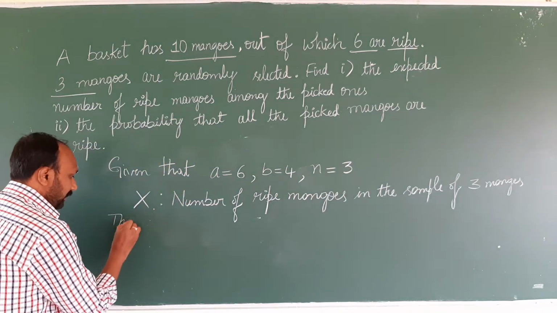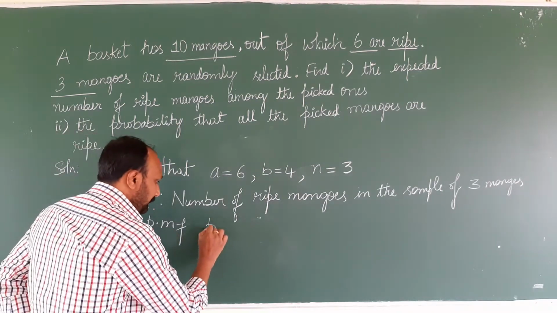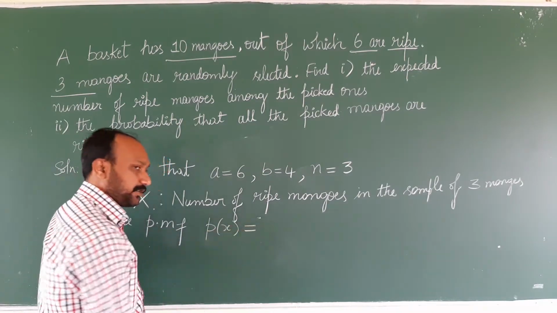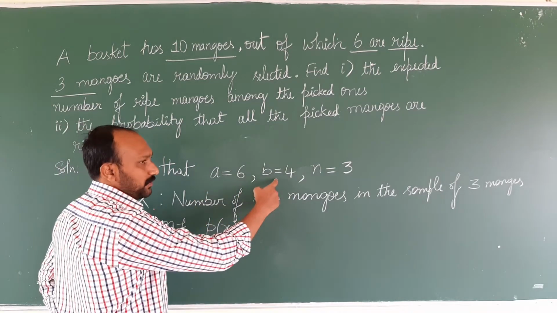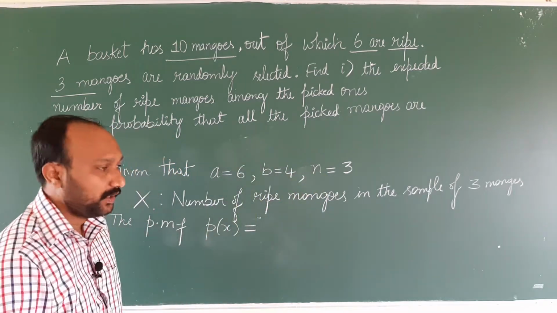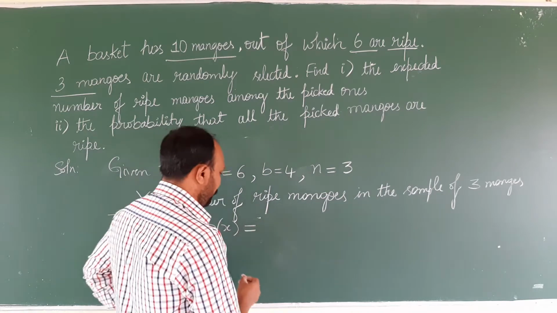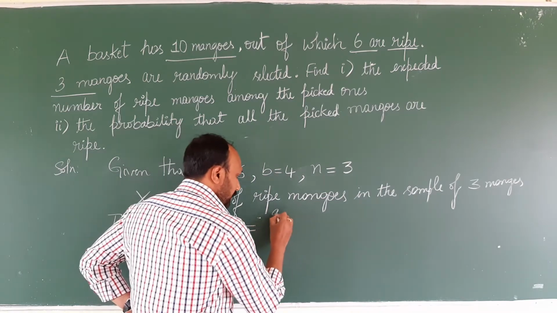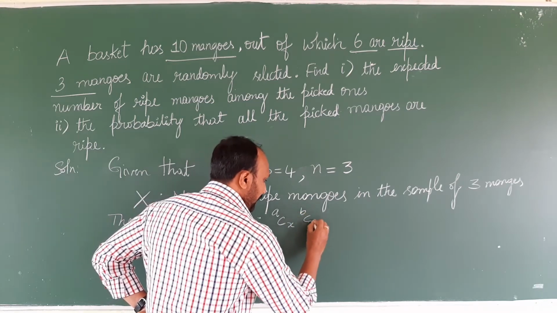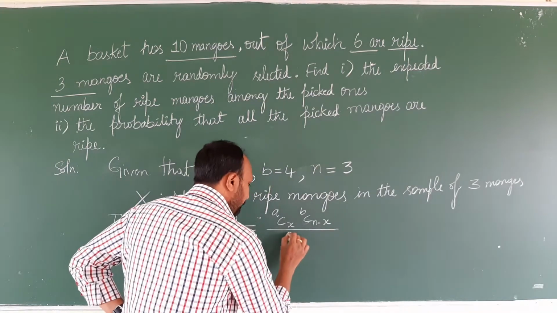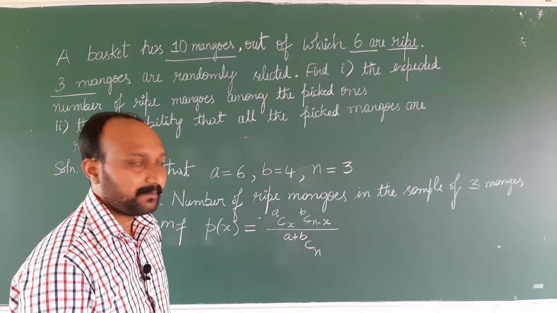Now let us write the probability mass function. Here we know A, the first category, we know the second category B, and also we know the sample size. So this problem comes under hypergeometric distribution. What is the probability mass function for the hypergeometric distribution? P of x is equal to ACx times BC(n minus x) divided by (A plus B)Cn. This is the probability mass function.